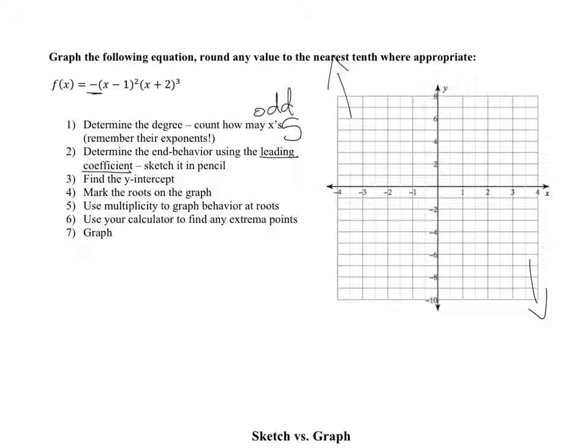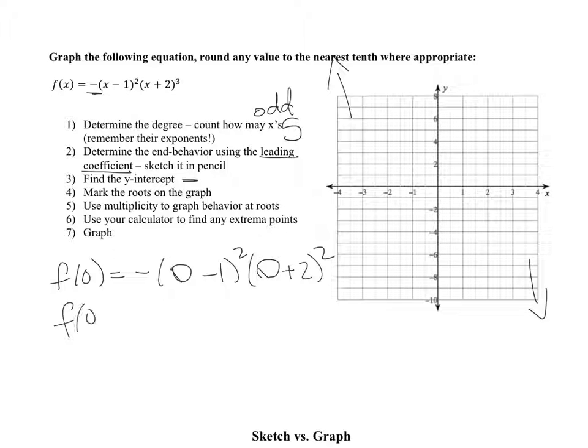All right, then find the y-intercept. Finding the y-intercept is when x is 0, so we simply plug 0 in. When we plug 0 in, we get -2. So this is your intercept, and we know it's going to go through that point right there.